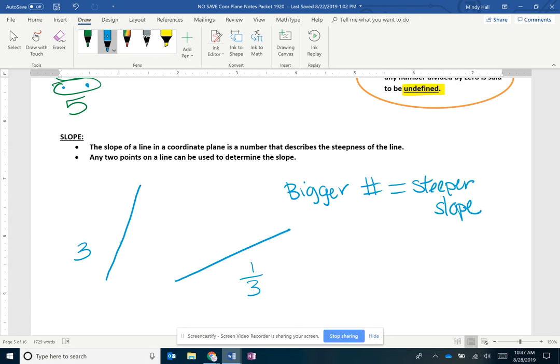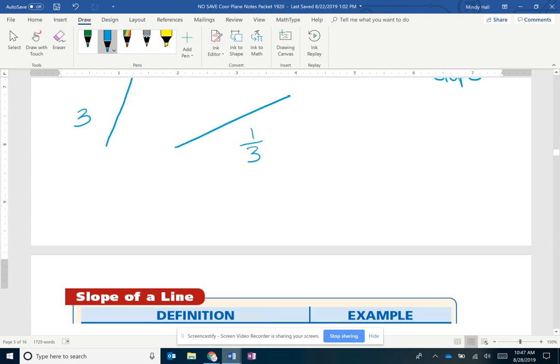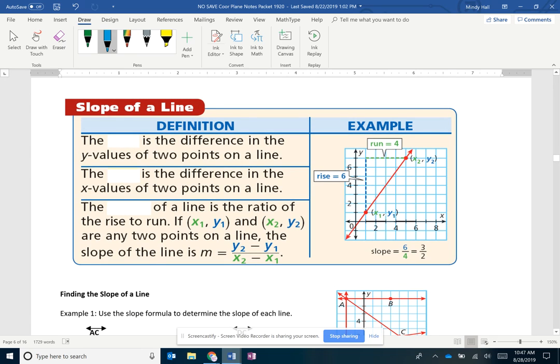Okay, and so any 2 points can be used to help you determine the slope of a line. If they're on a graph, you can count it, or you can use the actual slope formula. So with slope of a line, the rise is the difference in the 2 y values. Looking at this picture, my rise would be how far up do I go, which would be y2 minus y1. That's this part right here. The run is the difference between the x values of 2 points. So the run is over here. It's left and right, and it's x2 minus x1. It's the difference between the x values.